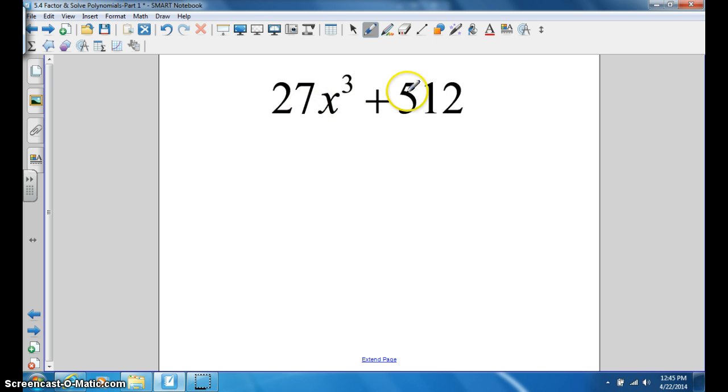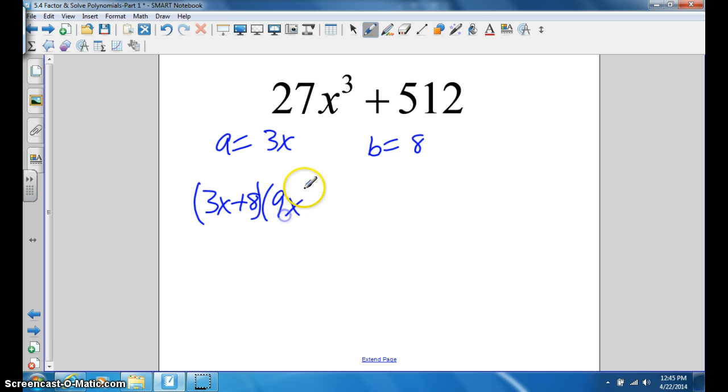And last one here, we have the sum of two cubes, so that means our negative sign will be in our trinomial, the middle term of our trinomial. So a equals 3x and b equals 8. So we have 3x plus 8 times a squared, which is 9x squared, minus 24x plus 64.